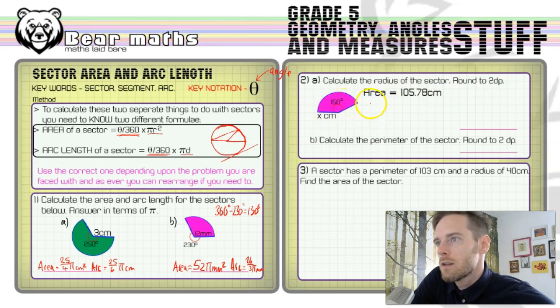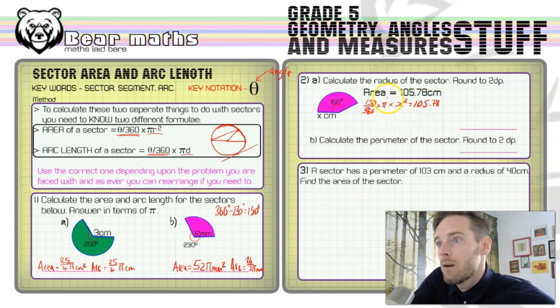So we've got the angle at the center there, so 150 out of 360. Multiplied by pi, well that's just a number. This part here is just a number. Multiplied by the radius squared, that's x squared. Right, just instead of putting r squared, I'm using x because that's what we've been given there. So x squared is equal to the area. That's the formula for the area of a sector. So the area is 105.78.